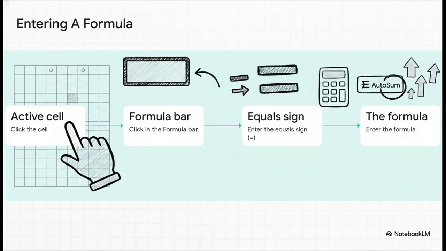Well, it boils down to 4 simple steps, and you'll be crunching numbers in no time. Just click the active cell, click the formula bar, type your equals sign, and then enter your formula. Oh, and remember, you don't always have to type it out manually. You can always just hit that Auto Sum button on the Home tab to quickly add, average, or count nearby numbers with a single click.